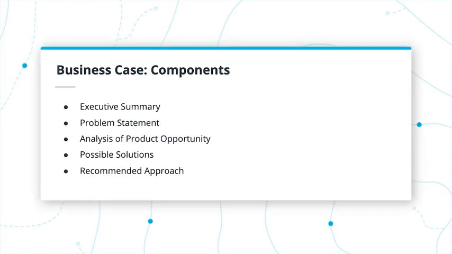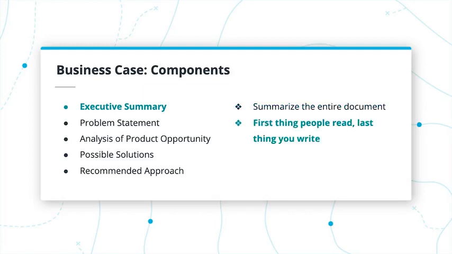These are the components: executive summary, problem statement, analysis of product opportunity, possible solutions, and recommended approach. Let's go into more detail. For the executive summary, it should summarize the entire document, including the recommendation. If people only read this and walk away, they should understand exactly what it is you're trying to do. It's also the first thing that people read, but usually it'll be the last thing that you write to make sure that everything is cohesive.